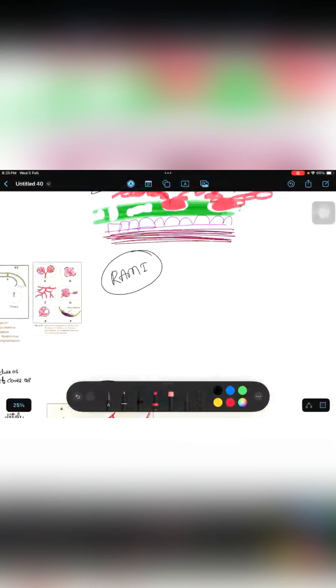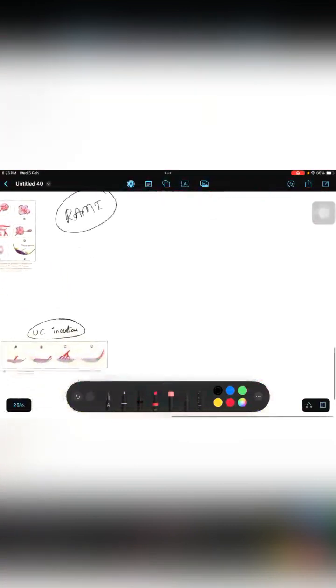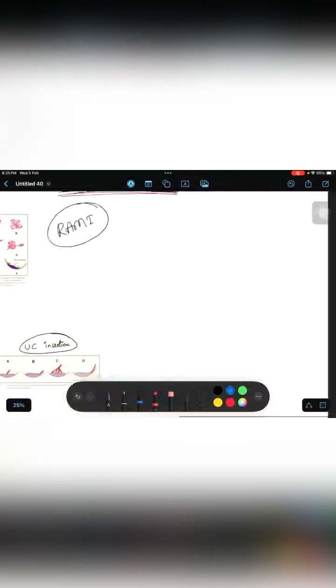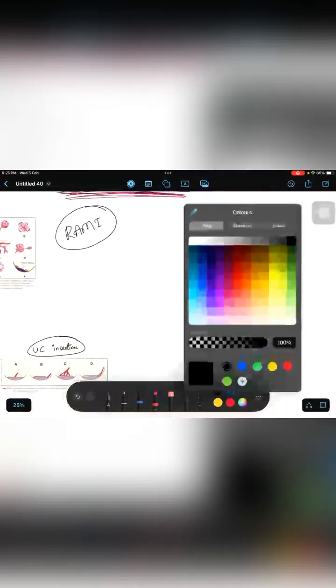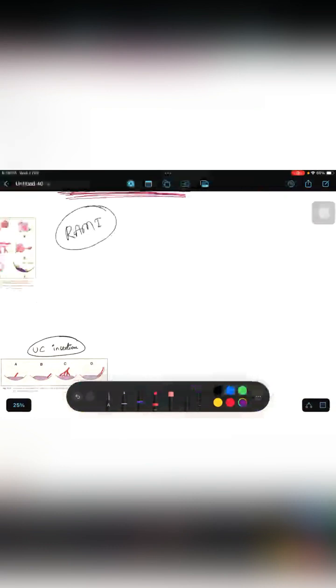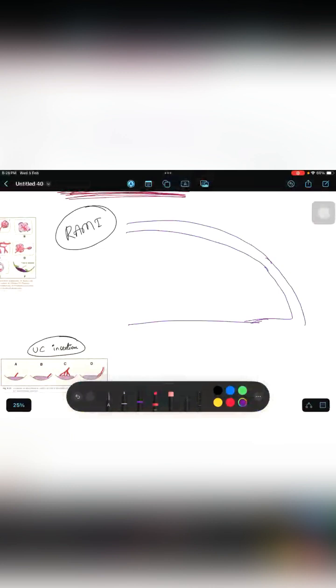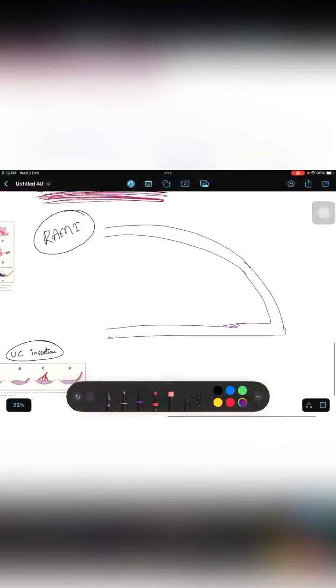So what happens here actually? Let us draw a diagram here again. If development of the placenta is asked, it is very easy, because you write only 2 or 3 points, then you draw so many diagrams, then the examiner will think, okay, she has read and come. So yes, this is the diagram we have drawn here.